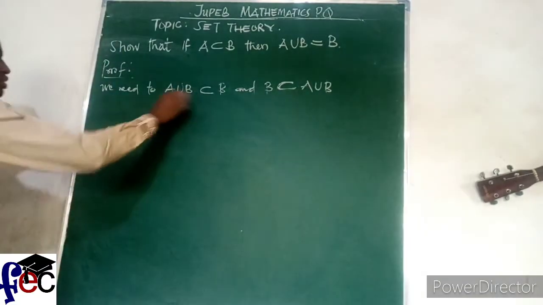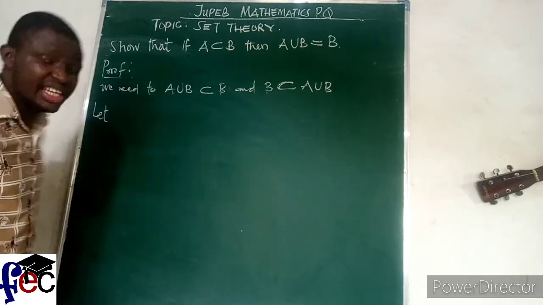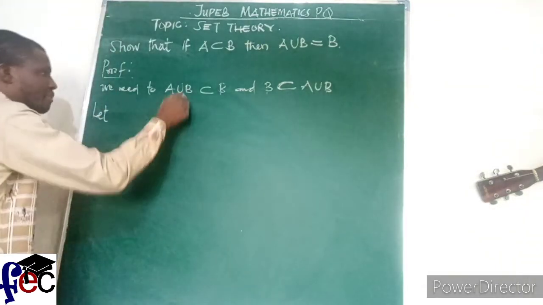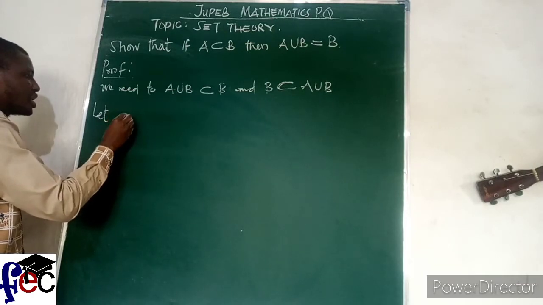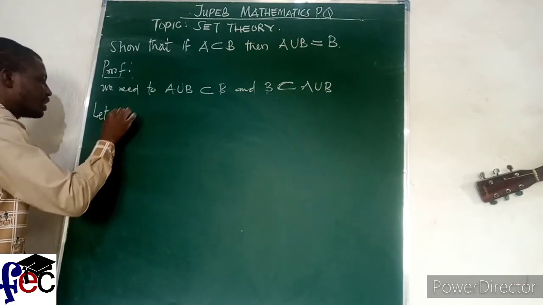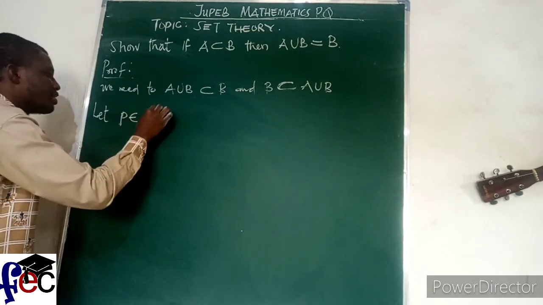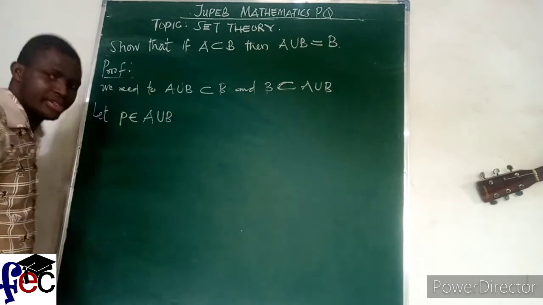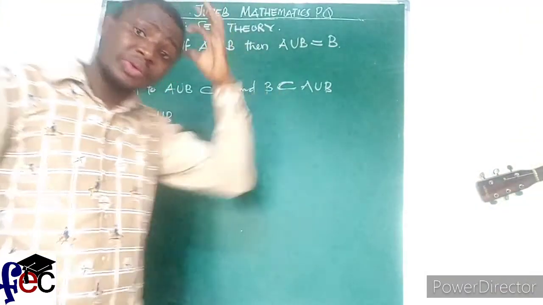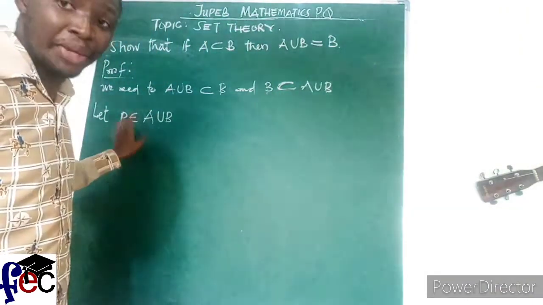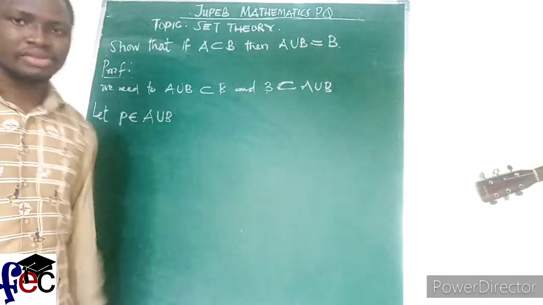So now, to do this, let me pick an arbitrary letter, starting from this side. Let me use P. Now let P be a member of A union B. I've picked a member now. I will have to show that this arbitrary letter P is going to be a member of set B.